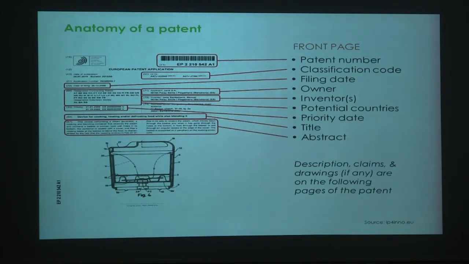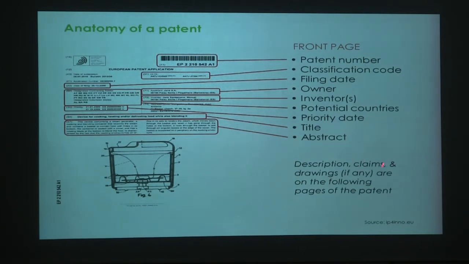Then after this first page, you usually have the description of the invention. This has to be sufficient for anyone to be able to repeat the invention. So it has to be very, very detailed, in a similar way or even more than a scientific paper would be. It's usually accompanied by drawings, like this one, where you have these numbers which are mentioned in the text and have a legend.